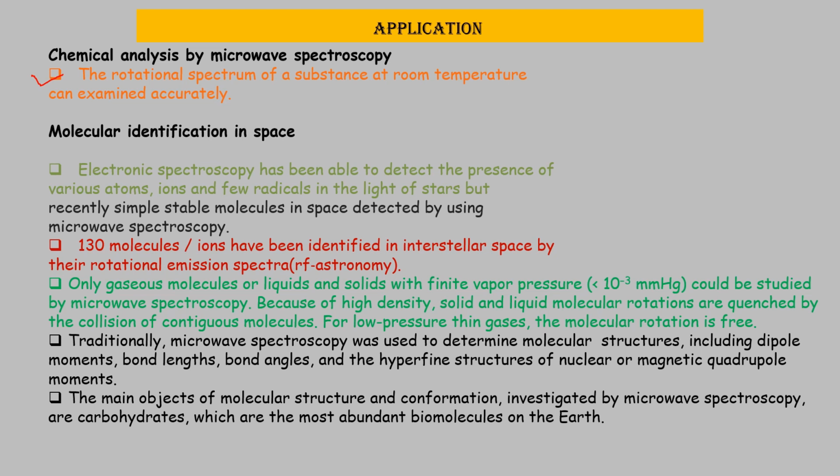We know the vapor pressure required for sampling is very low in microwave spectroscopy. Thus, liquids and solids can also be analyzed where the vapor pressure is low. So we can analyze those samples with rotational or microwave spectroscopy as well, but preferably the sample should be in its gaseous form. In this way, almost 130 molecules in interstellar space have been identified with microwave spectroscopy.